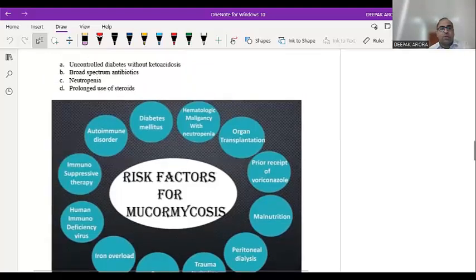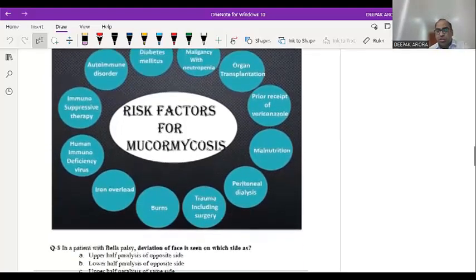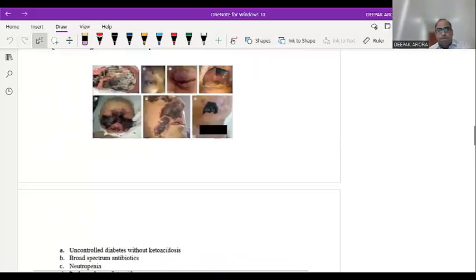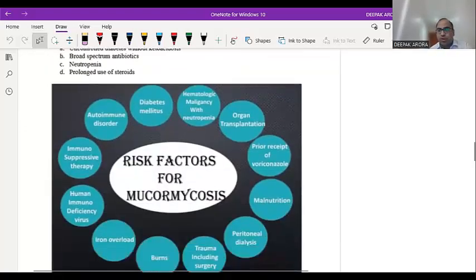Always remember, among 4 choices, B option is least associated with mucormycosis. Okay, coming on the next one.